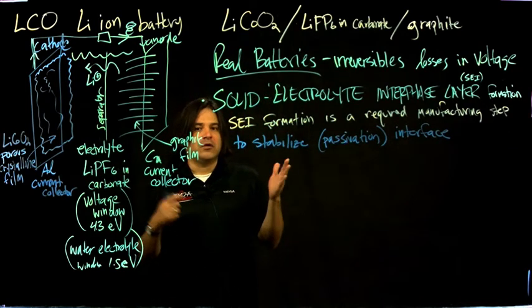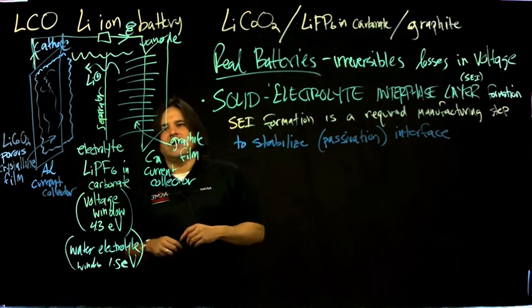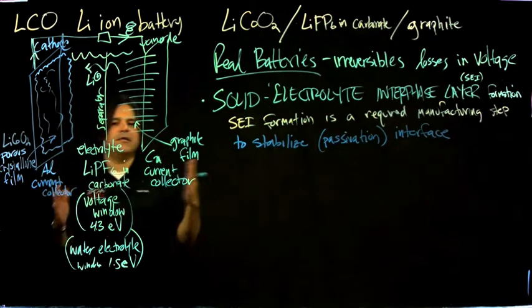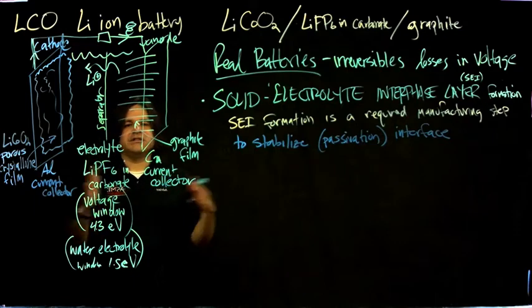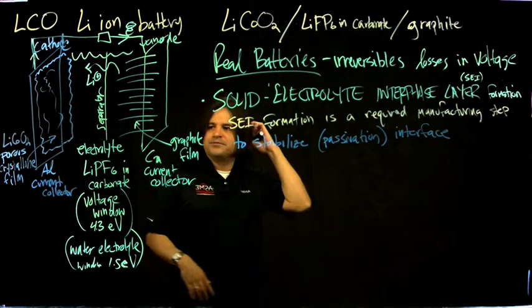The way you form it, you just keep on charging it and discharging it, and over time at first you're going to see this really big voltage, but that's a temporary thing, and once you keep on cycling it reaches a stable, consistent voltage. That's because you form this passivation layer.